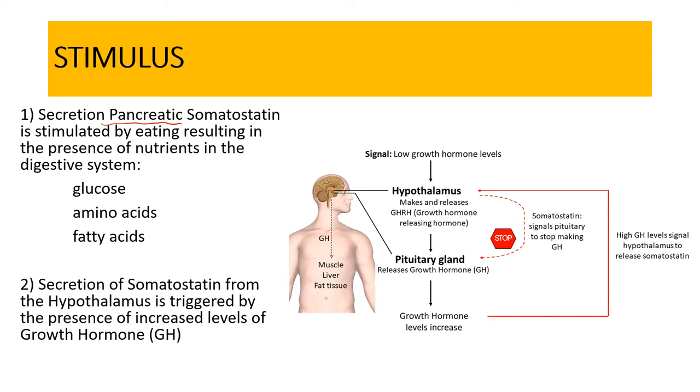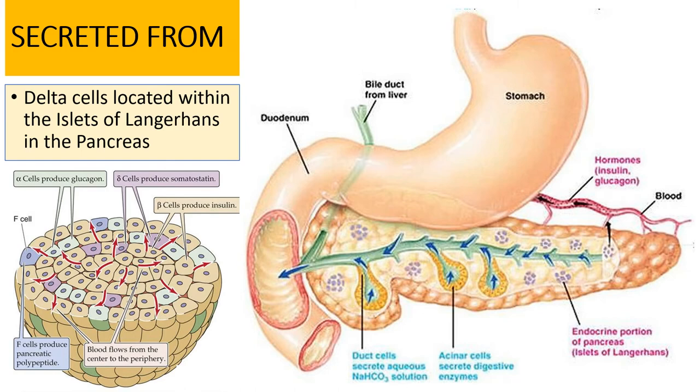Now, the somatostatin coming from the hypothalamus is going to be triggered by the presence of too much growth hormone. So, high growth hormone levels are what's going to trigger the hypothalamus to secrete somatostatin. So, it's kind of in two separate pathways. We're going to talk about somatostatin in this video, but we're going to bring it in again when we talk about growth hormone in a separate video. This is more for the digestive. So, again, two places that we're going to talk about that it gets secreted from.